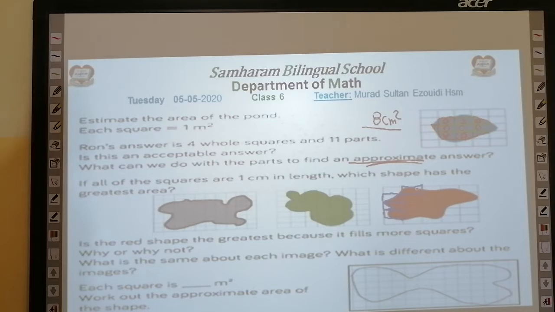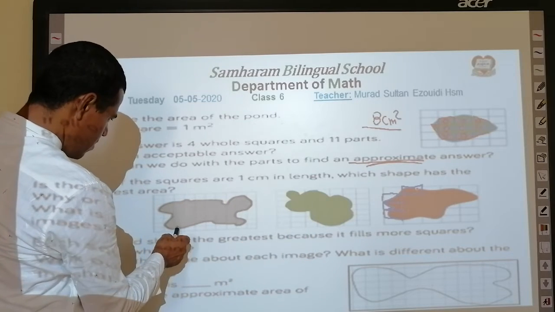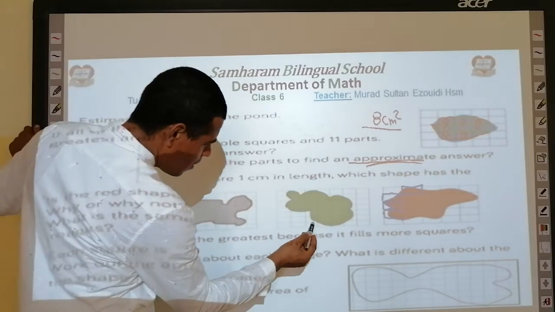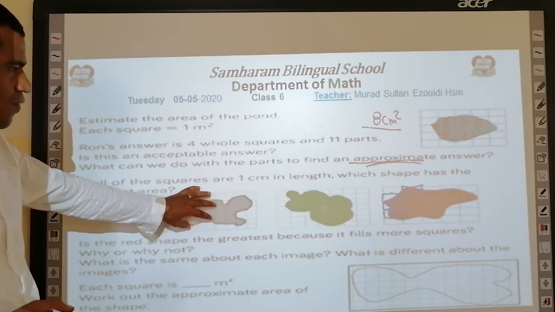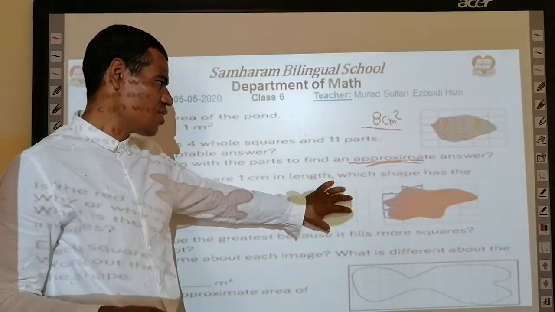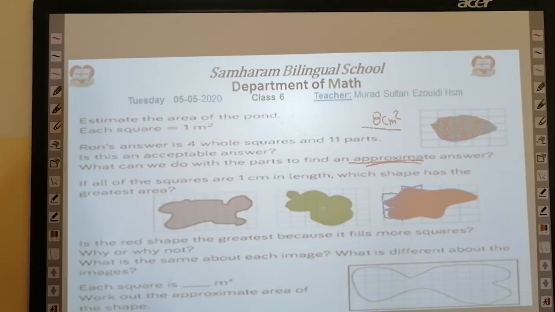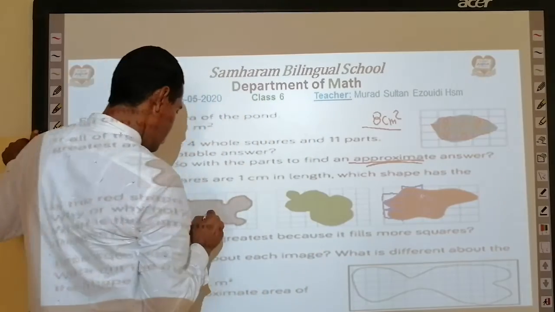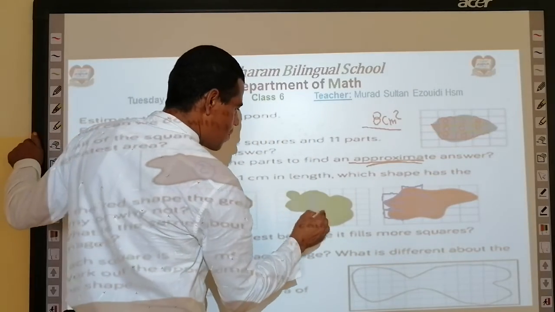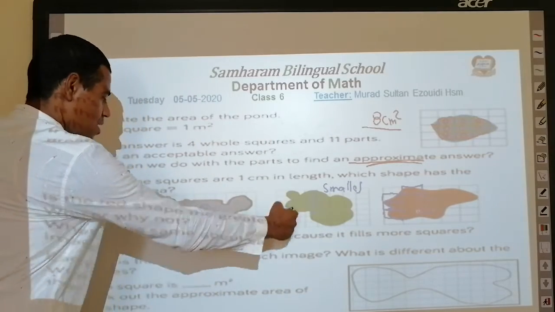Okay, what is the same about each image? What is the difference about this one? This one, okay. This is 1, 2, 3, 4. This one can, let's say, fill more squares, but this one is the shortest shape, let's say the least shape that can fill more squares. So this is number 1, my learners, in area terms. This is number 2, and this is number 3. Number 3 means smallest. This is largest, then comes this, then that.